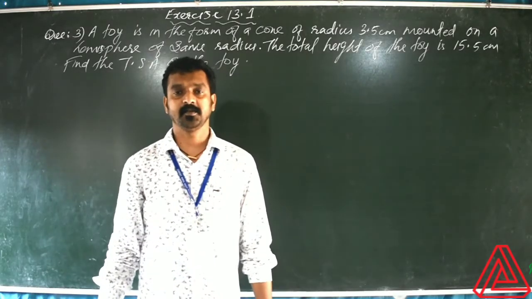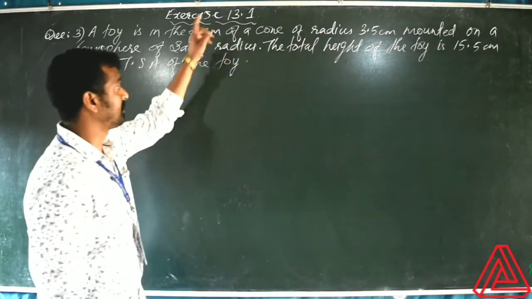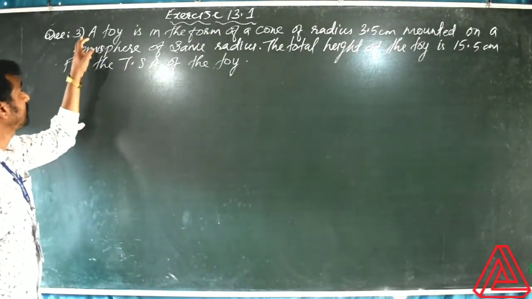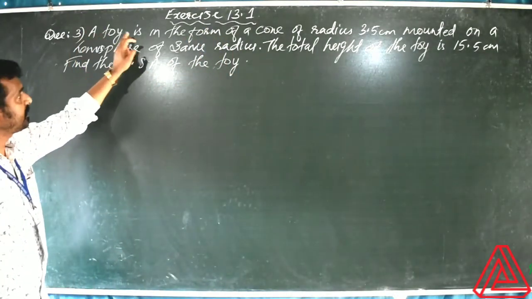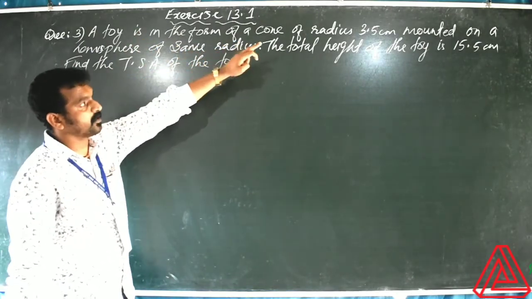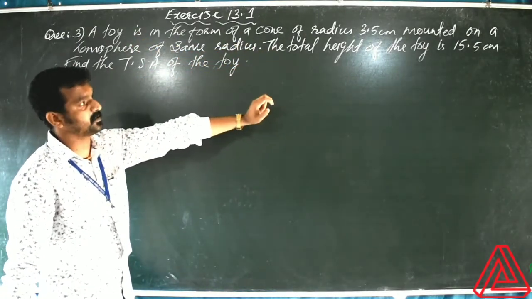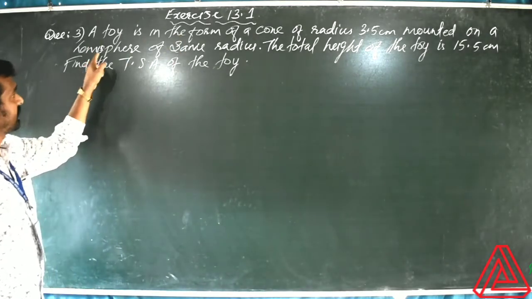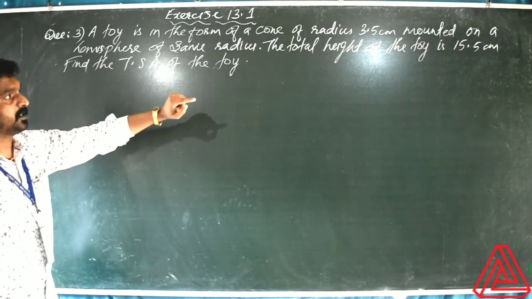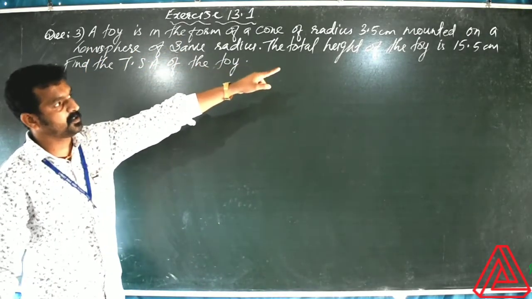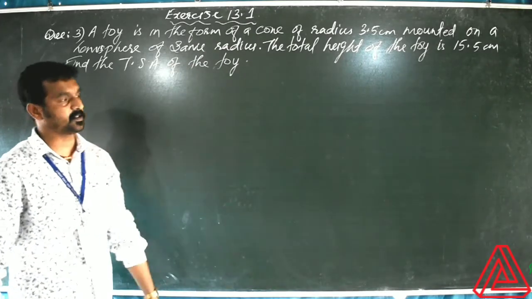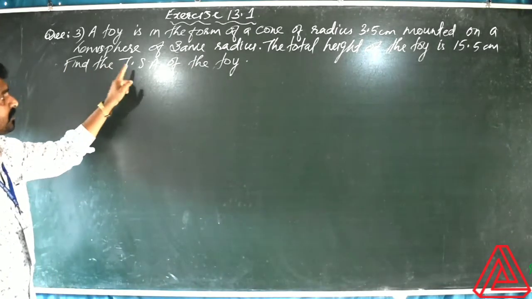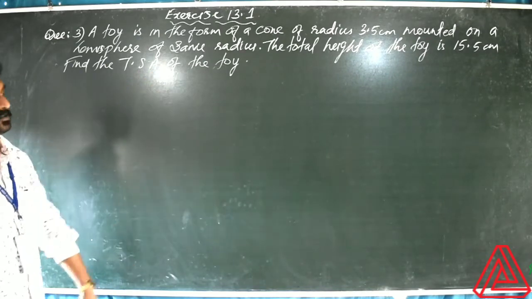Dear children, today I am going to explain exercise 13.1, question number 3. A toy is in the form of a cone of radius 3.5 centimeter mounted on a hemisphere of same radius. The total height of the toy is 15.5 centimeter. Then find the total surface area of the toy.